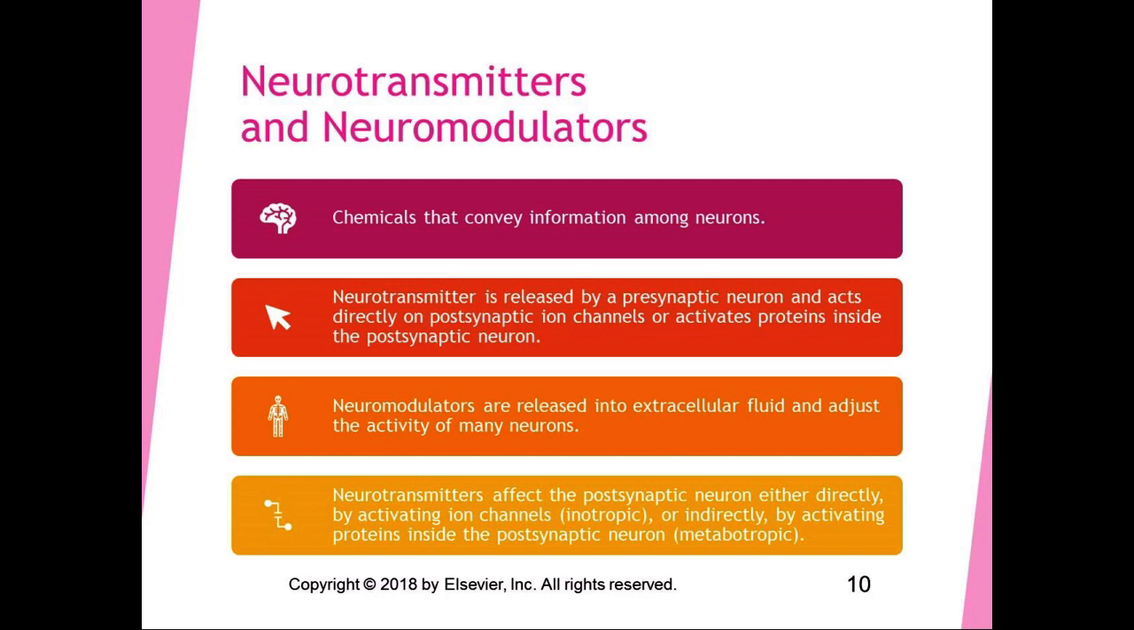So a neuromodulator is circulating in the extracellular fluid, and it's adjusting the activity of many neurons. Neurotransmitters affect the postsynaptic neuron either directly by activating ion channels, those ionotropic channels, or indirectly by activating those metabotropic channels and causing activation of proteins inside the postsynaptic neuron. So you can think of neuromodulators as affecting lots of neurons and neurotransmitters as affecting one-to-one.